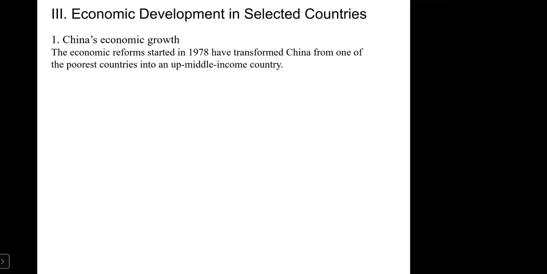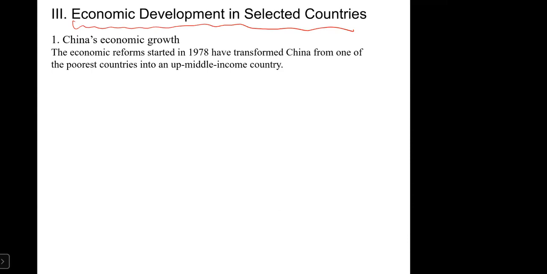Right. So why we look at this section is because the two theories I just explained to you are largely based on pre-World War II experience. Right. So now we want to look at experience after World War II, and hopefully from there we can summarize some new insights to guide us in terms of understanding economic growth. Right. Let's look at China's economic growth.